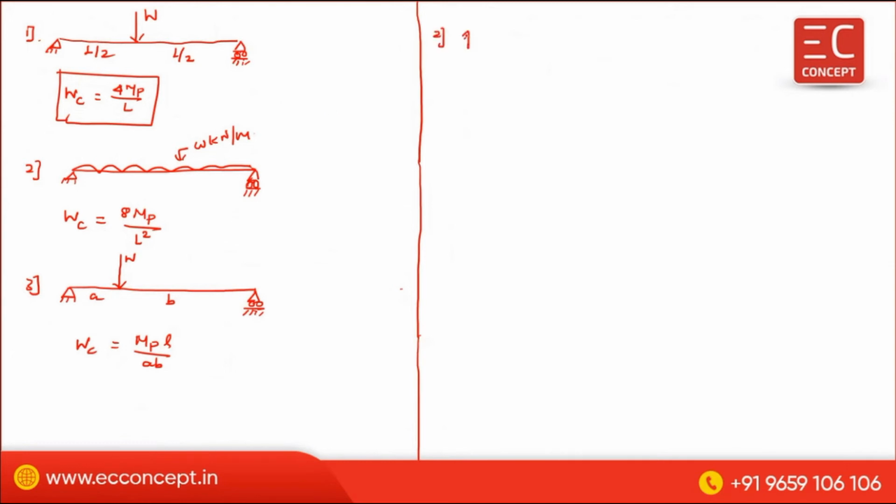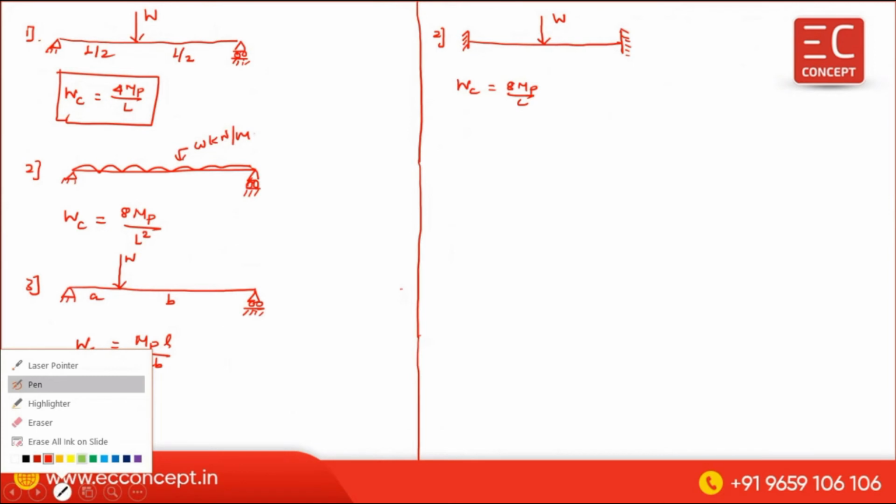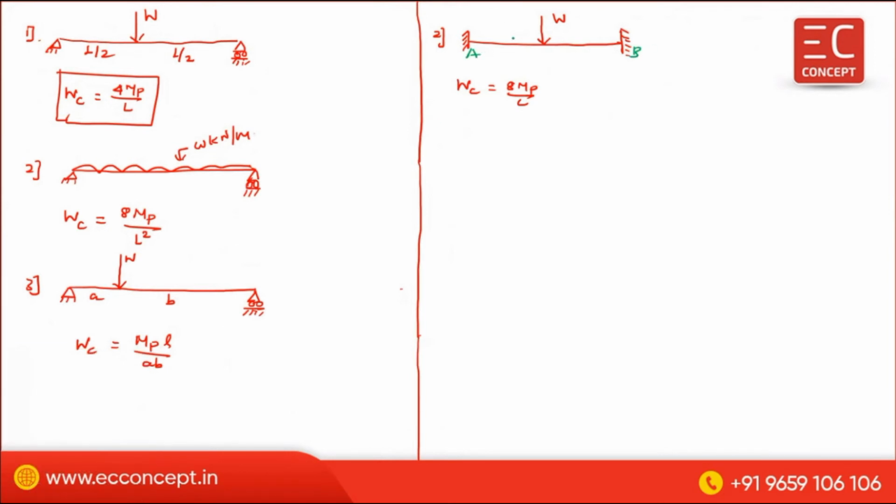Second is the fixed beam. Fixed beam with the center point load W, then the collapse load is equal to 8 MP by L. But here one more condition you have to keep in mind: at points A, B, C, the plastic hinges develop simultaneously. So at all three points A, B, C, the plastic hinges develop simultaneously.